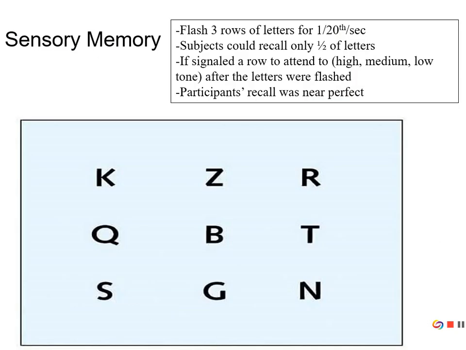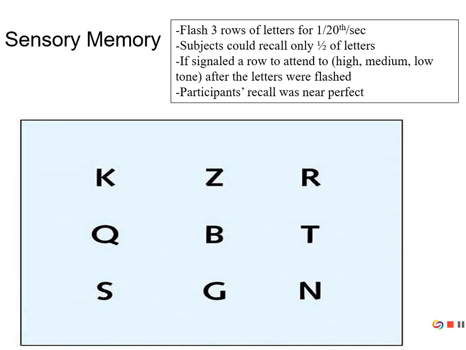This was originally discovered by a guy named Sperling. He would flash this up, and then it would go away, right? He'd flash it really fast, it would go away, and then he would say, tell me the letters. And people would go, KZR, oh God, I don't know, I forgot, okay? It was disappearing so fast, they could not even say 9 letters before it was gone, okay?